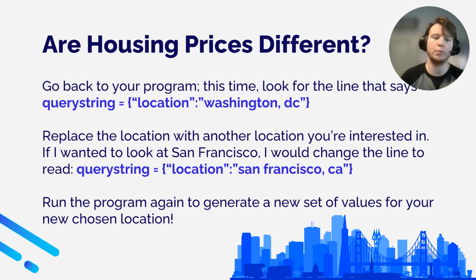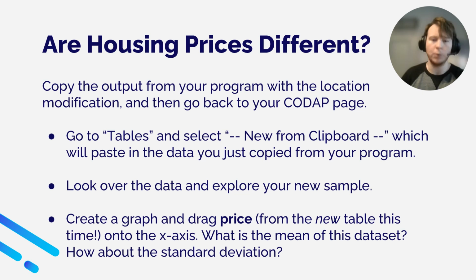They should run that program again. What they'll do is copy the output, go back to CODAP, go through tables and new from clipboard, and create a new table with that new location's data. Again, we want students to create a graph and drag price from the new data onto the x-axis. This should generate a dot plot for price for the new city, not DC. They should still have the DC data set as well.